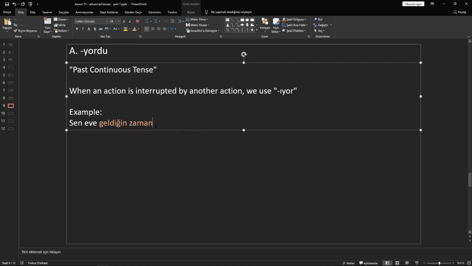I will color it for now. I will also talk about it. We have some important vocabulary to know. Sen eve geldiğin zaman ben yemek yapıyordum. Sen eve geldiğin zaman ben yemek yapıyordum.